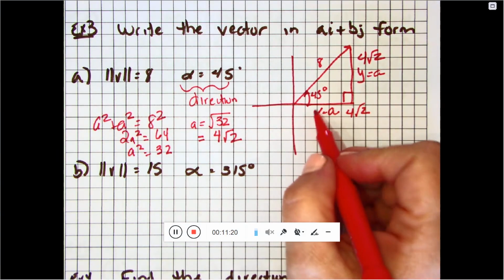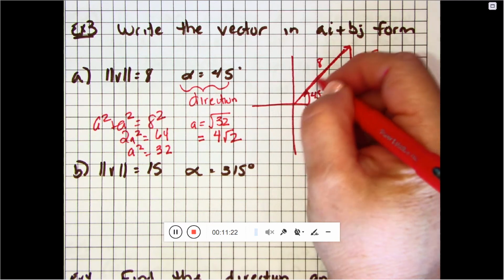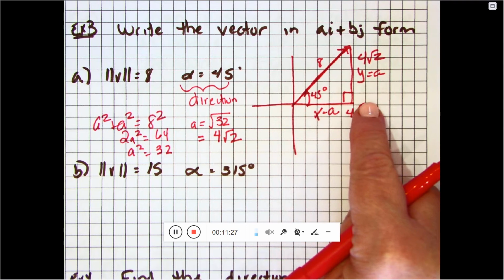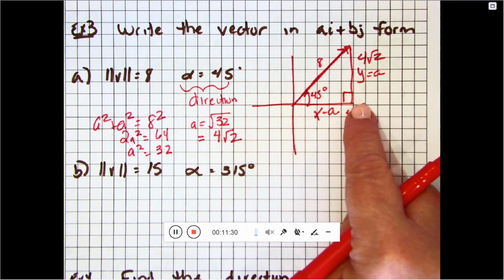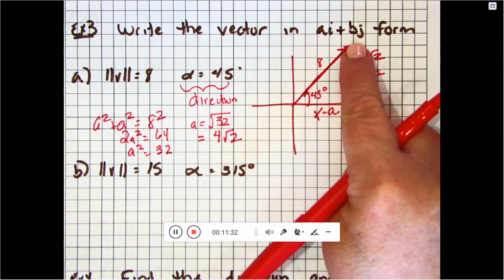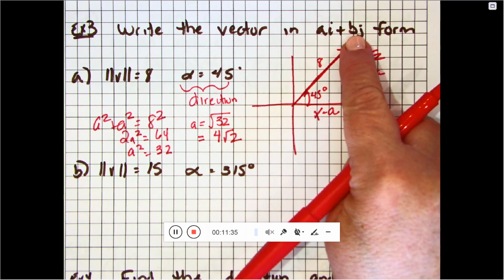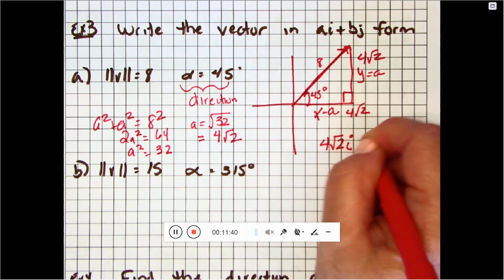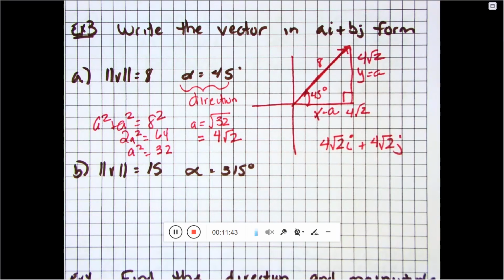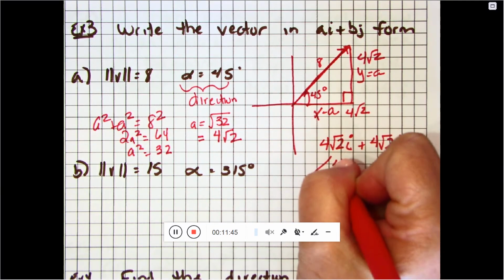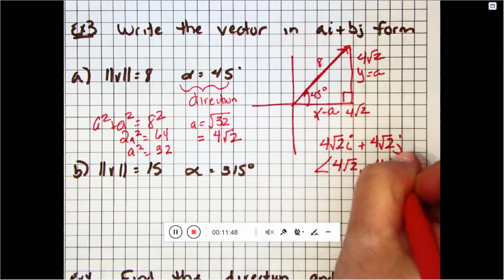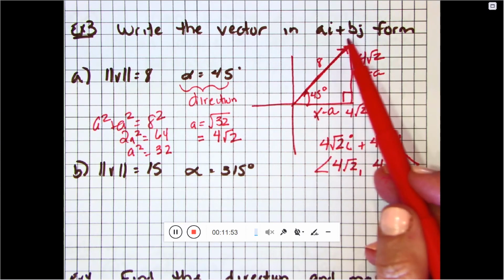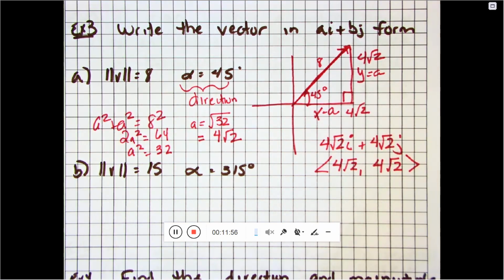So how do I write this vector right here? This vector has a horizontal component of 4 rad 2 in the positive direction. It has a vertical component of 4 rad 2 in the positive direction. So it's 4 rad 2 i plus 4 rad 2 j. If you saw it written in this form, it would be the same thing. Okay, but in this case, they asked us to write it in the component form ai plus bj.